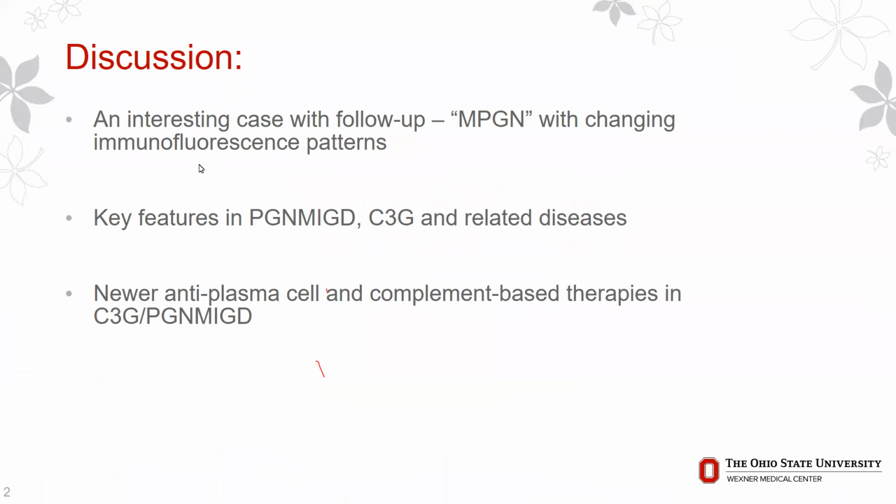So I want to discuss a very interesting case, and believe me, it's a long case. It will take up 1 hour. It is a case of MPGN with changing immunofluorescence patterns on the biopsy. This is a very mysterious disease, in my opinion, MPGN, so I think it's a good idea to discuss it. As I discuss the case, I will touch upon the key features in PGNMID, C3G, and related diseases, and then give you a pathologist's perspective on newer anti-plasma cell and complement-based therapies used in these diseases. So let's start.